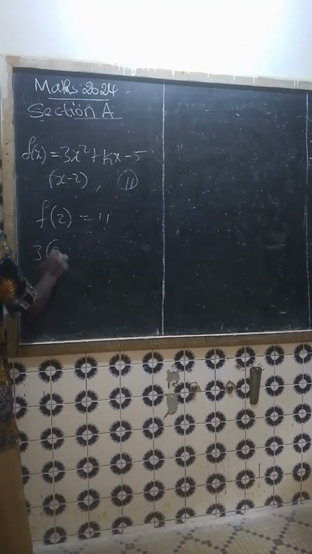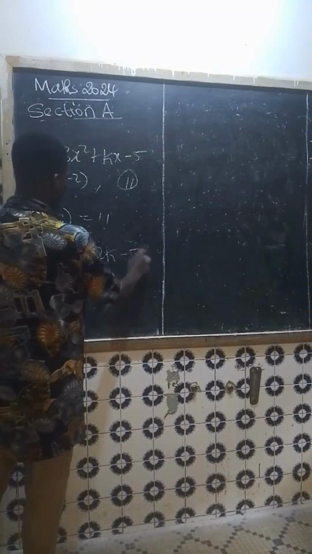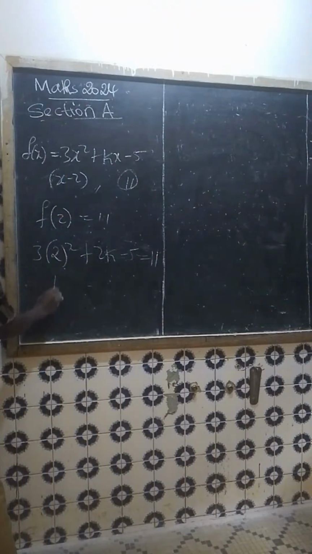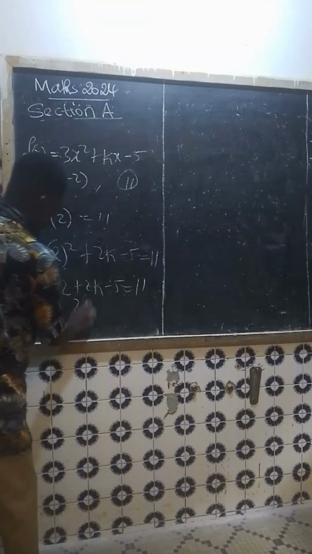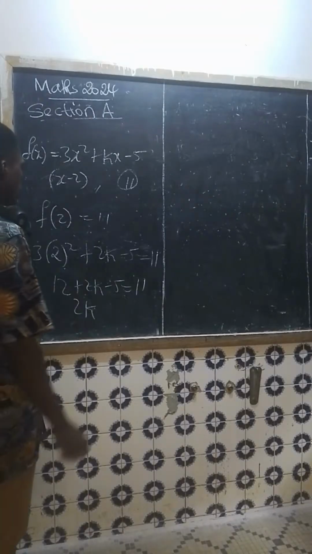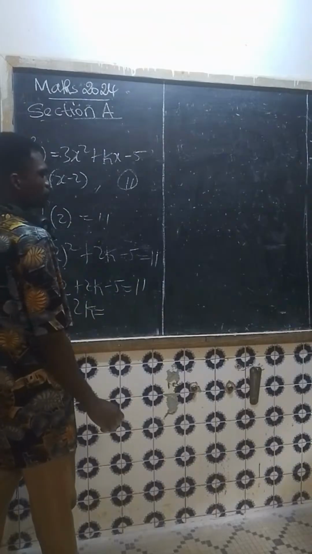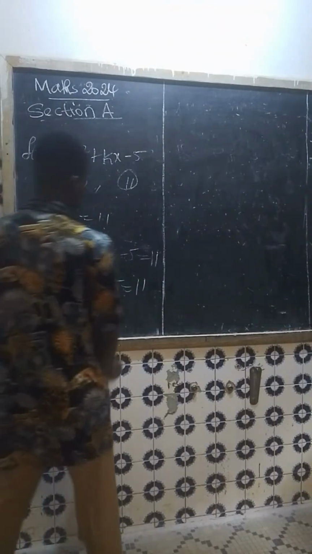3 times 2 squared plus 2k minus 5 is 11. So this is 4, this is 12. 12 plus 2k minus 5 is 11. So 2k, what's 12 minus 5? 7. 11 minus 7 is 4. So k is equal to 2.